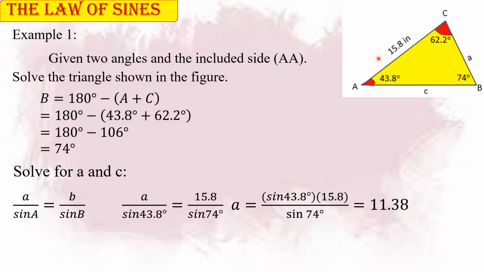Okay, next is, what is the opposite side of angle B? So, yung katapat niya, so this is now our side B. So, isulat ko lang para hindi kayo malito. Let's use the block 1. Ayan, B din to, okay? So, yan yung ating side B, which measures 15.8 inches.